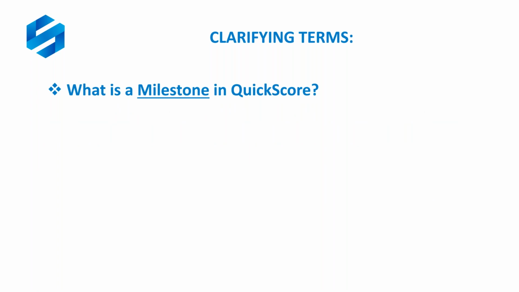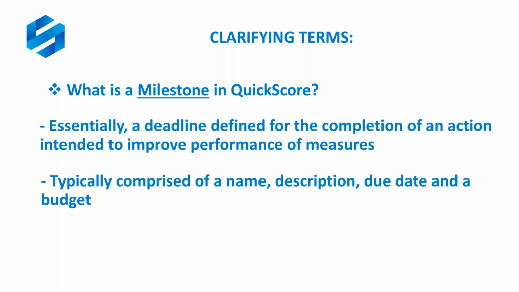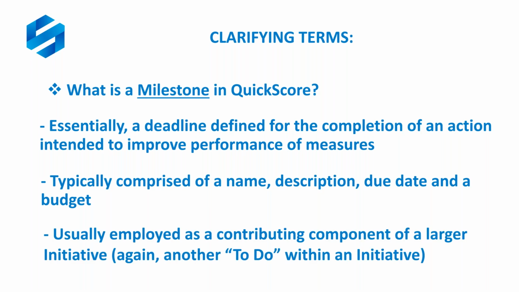Lastly, what is a milestone in QuickScore? A milestone is essentially a deadline defined for the completion of an action that, again, is intended to improve performance of measures within your scorecards. Again, it's typically comprised of a name, a description, a due date, and a budget. And just like tasks, they're usually employed as a contributing component of a larger initiative. Again, basically another to-do within a larger initiative, a deadline that needs to be met.